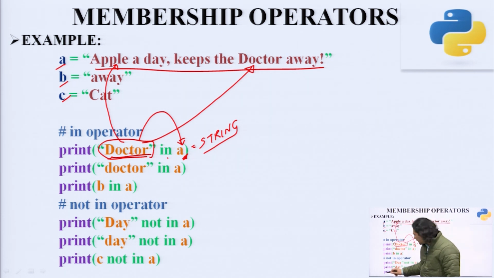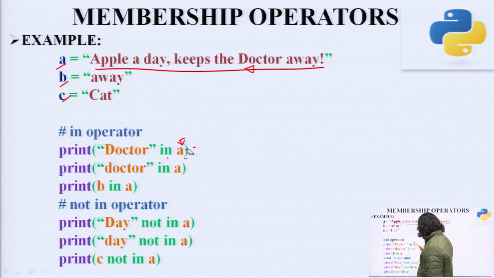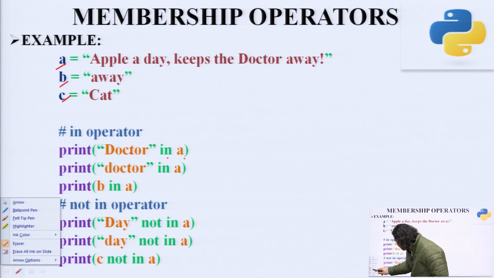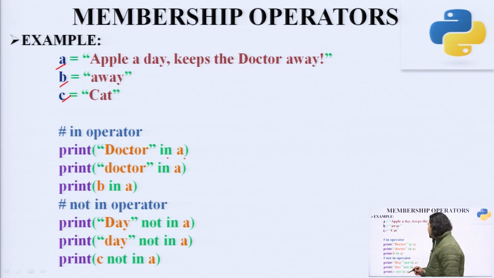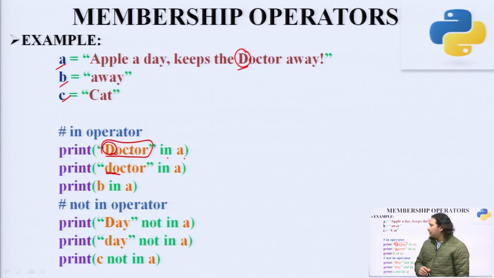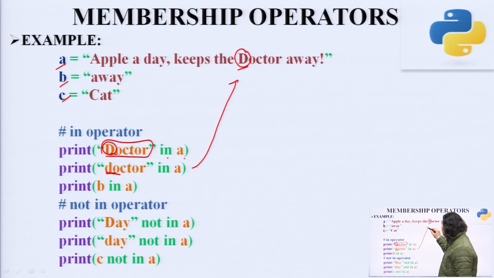Similarly, you can see in the next example, right now the doctor is represented in lower case. Now, you are going to see the effect of a case sensitive language, because the doctor with the capital D is in this string. That does not mean that the small d doctor is also available inside the string, because small d and capital D represent two different identities. So, here the answer for this one is false.